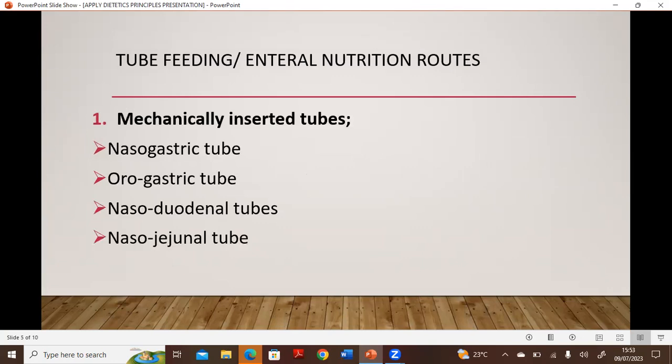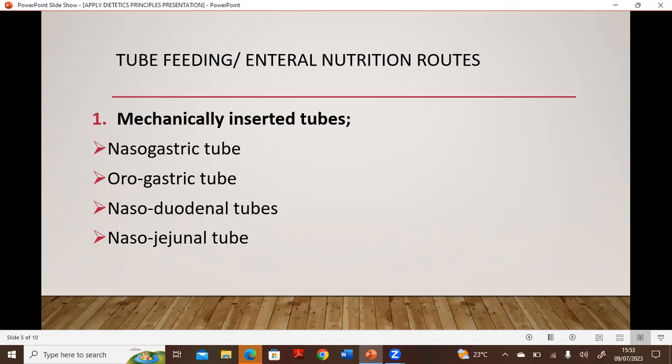The first route is mechanically inserted tubes. The second one is surgically inserted tubes. The mechanically inserted tubes, we have four of them. The first one is nasogastric tube. The second one is orogastric tube. The third one is nasoduodenal tube. The fourth one is nasojejunal tube. So the first one is nasogastric.